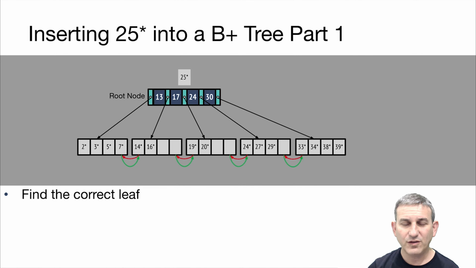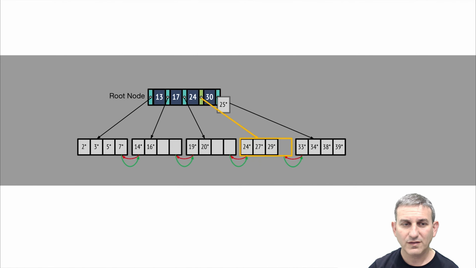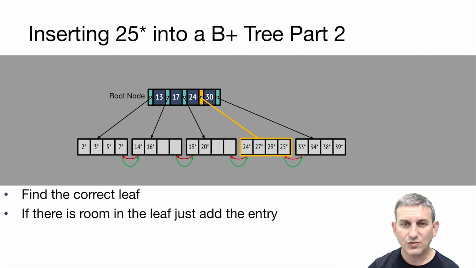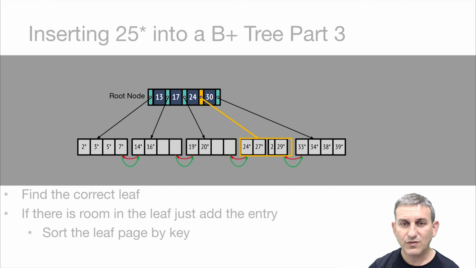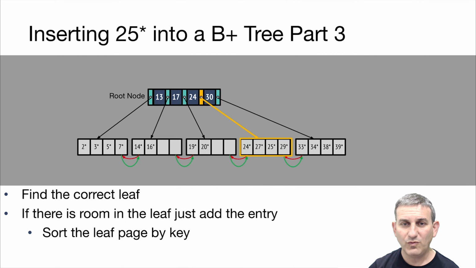We start by finding the correct leaf for the new item. So that's just a search in the tree, and we find the right leaf. And then, since there's room in that leaf, we simply put 25 into that leaf. That's fine. That works just like ISAM. Of course, as with ISAM, we want to keep the leaf sorted. So in memory, while we have the leaf in the buffer pool, we'll sort the entries.